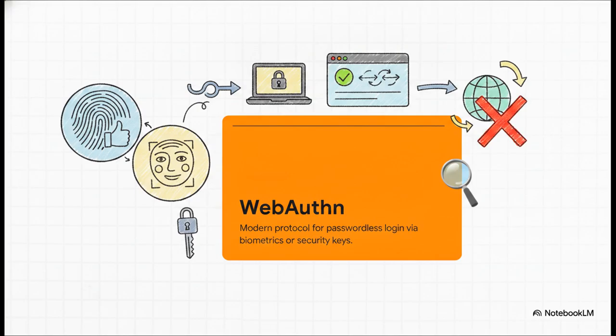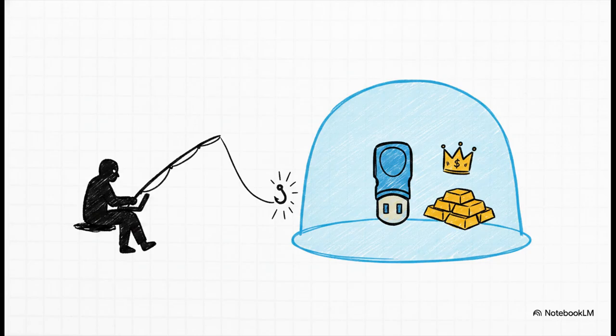The device will only sign that challenge with the private key if the website URL in the browser exactly cryptographically matches the origin URL it originally registered with. Because the protocol strictly validates the domain before authentication even occurs, traditional phishing becomes mathematically impossible. If a user is tricked into visiting a fake lookalike site, the device simply refuses to hand over the credentials. No way around it.